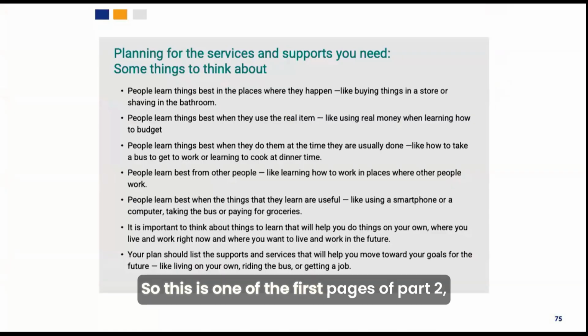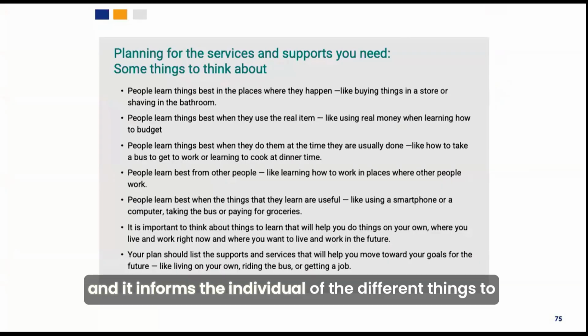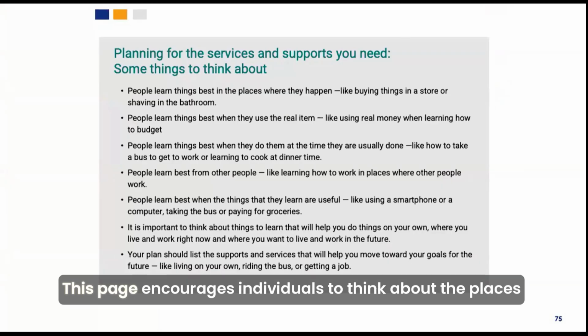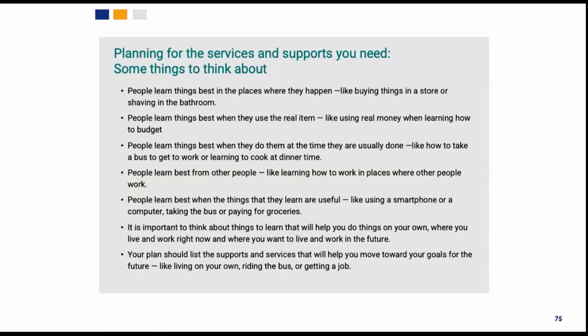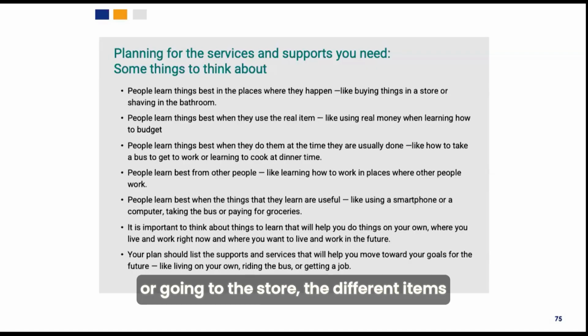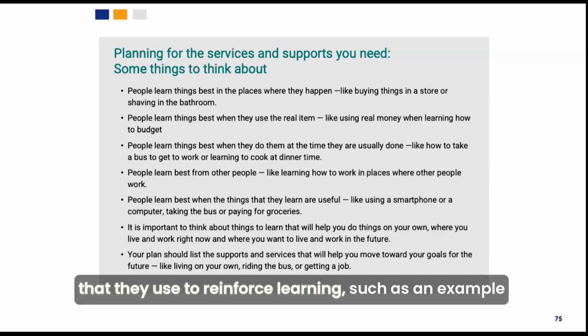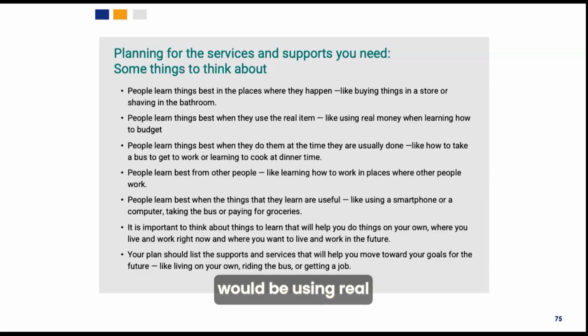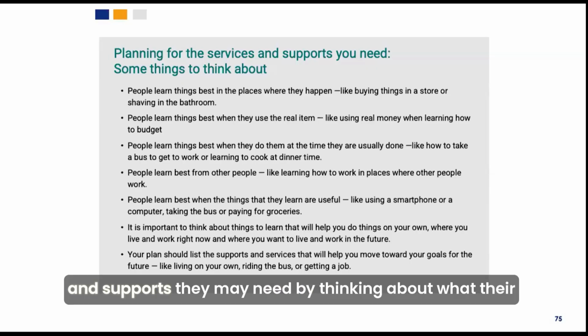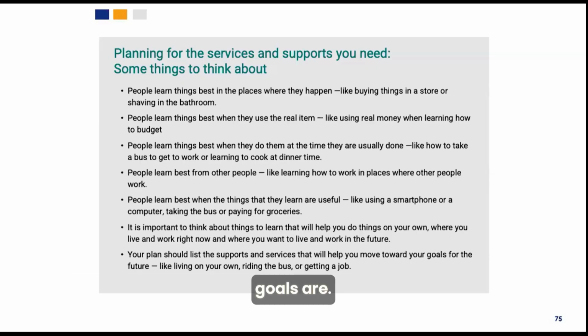So this is one of the first pages of part 2, and it informs the individual of the different things to consider, to think about when brainstorming some ideas for what they need to be successful. This page encourages individuals to think about the places where they do things. It could be activities of daily living, like shaving in the bathroom or going to the store. The different items that they use to reinforce learning, such as using real money when budgeting, and thinking about the different things that they do on their own. And it also encourages them to think about the overall services and supports they may need by thinking about what their goals are. Next slide.